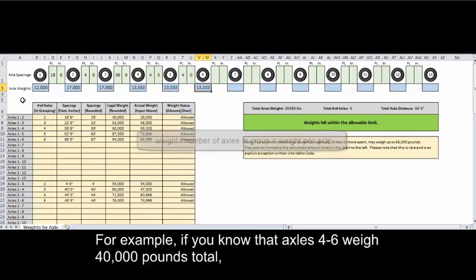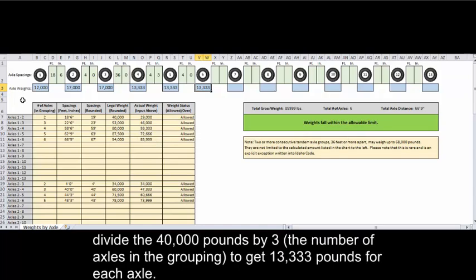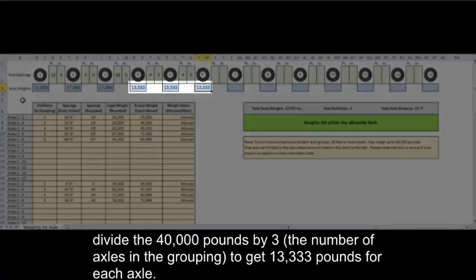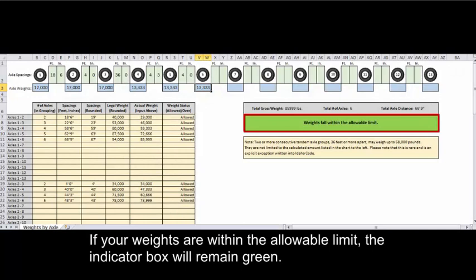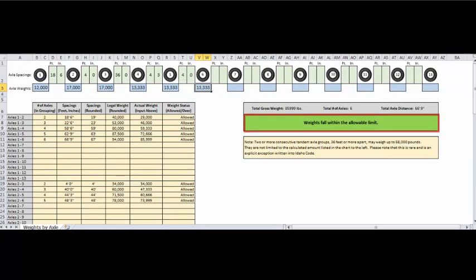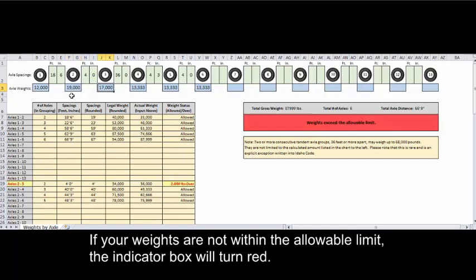For example, if you know that axles 4 through 6 weigh 40,000 pounds total, divide the 40,000 pounds by 3, the number of axles in the grouping, to get 13,333 pounds for each axle. If your weights are within the allowable limit, the indicator box will remain green. If your weights are not within the allowable limit, the indicator box will turn red.